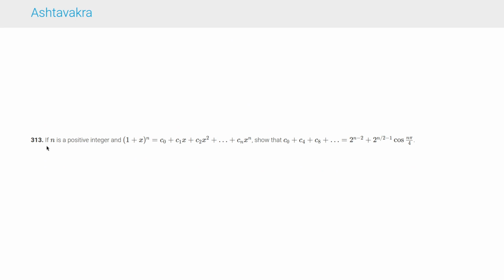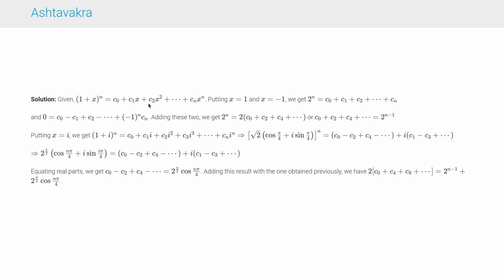Question 313 says that if n is a positive integer and 1 plus x to the power n is equal to c0 plus c1x plus c2x square plus up to cnx to the power n, show that c0 plus c4 plus c8 and so on is equal to 2 to the power n minus 2 plus 2 to the power n by 2 minus 1 cos n pi by 4. So we have this equation.